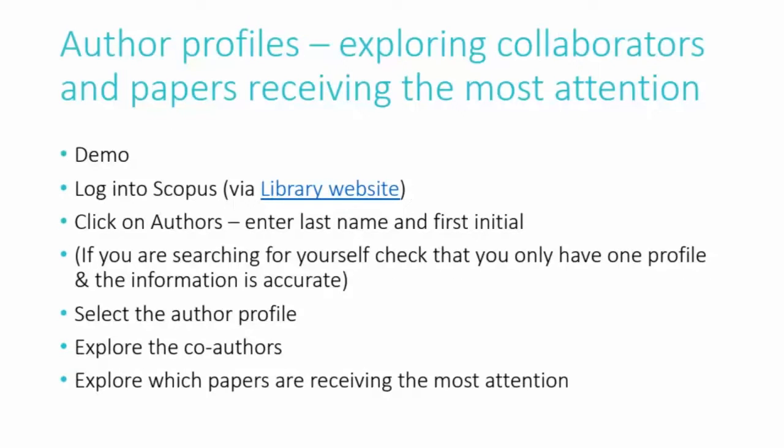Okay, so I am going to go on to doing a bit of a demo on using author profiles. First of all, we're going to go into Scopus. We're going to try and find an author, have a look at their profile, and see if we can find their collaborators, so who they're collaborating with, and also which papers are receiving the most attention. So I am going to do a little demo now.